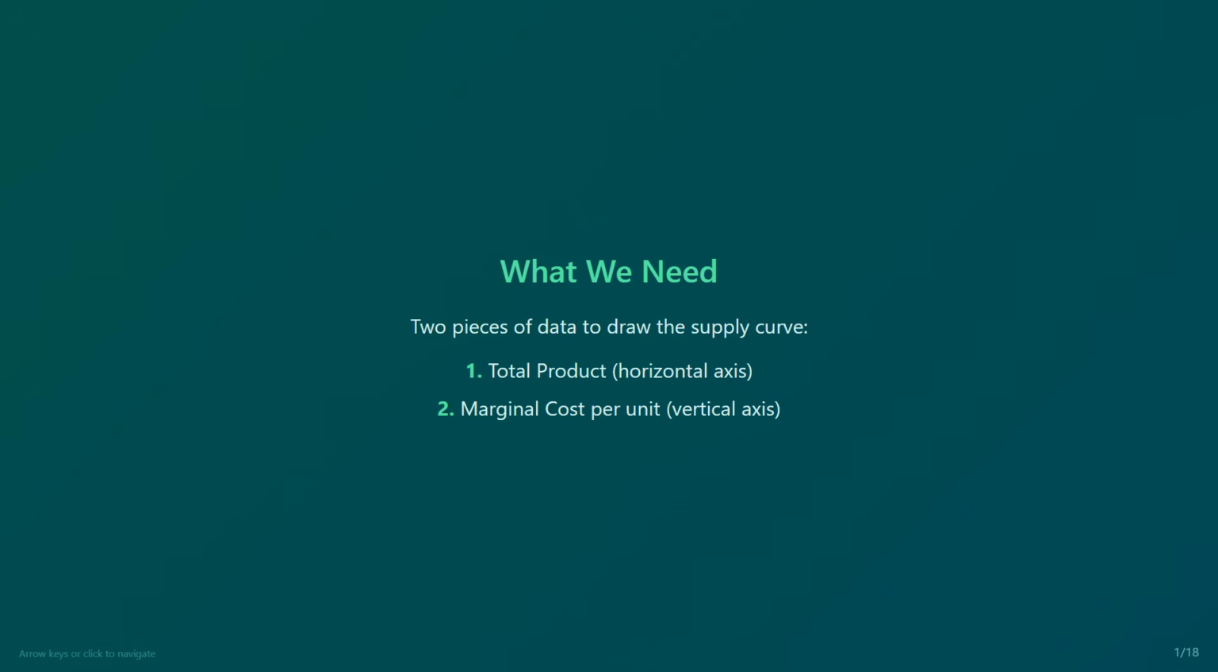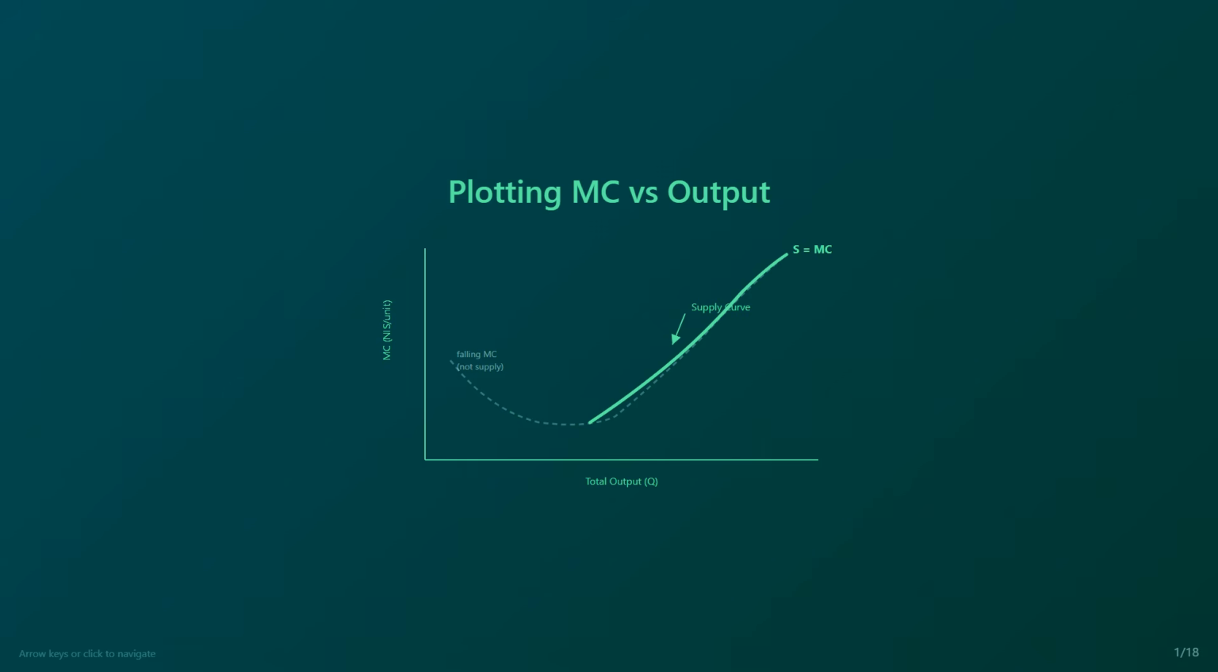The first is total output, and the second is marginal cost per unit. On the horizontal axis, we place total output, and on the vertical axis, marginal cost per unit. Then we graphically plot the points where these intersect. What do we get? We get a curve of marginal cost relative to total output. But there is an important point: the producer's supply curve does not start from the very first point.